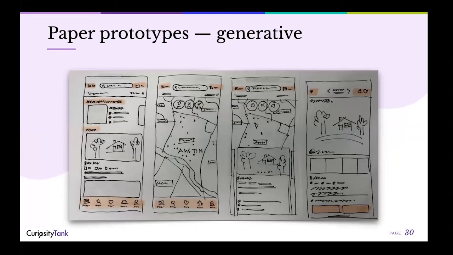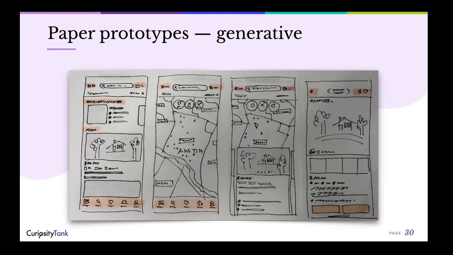This is an example of a paper prototype. Paper prototypes can be super helpful to generate a better understanding of needs and expectations. What you're looking at here is a very rough sketch of a real estate app.